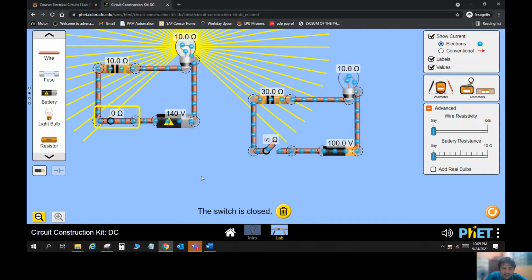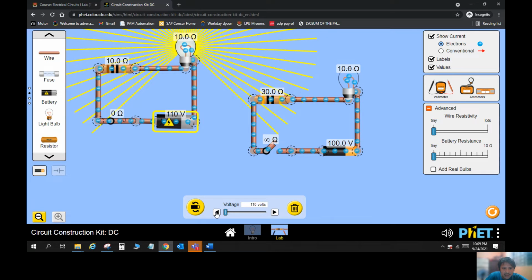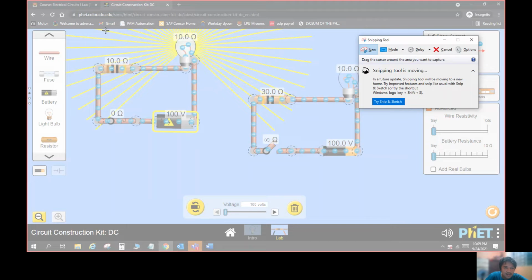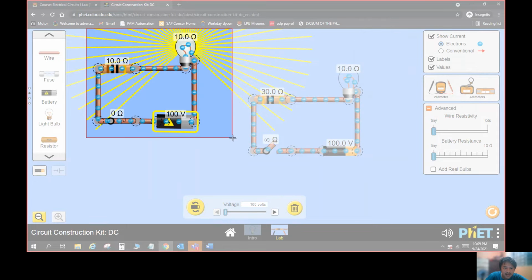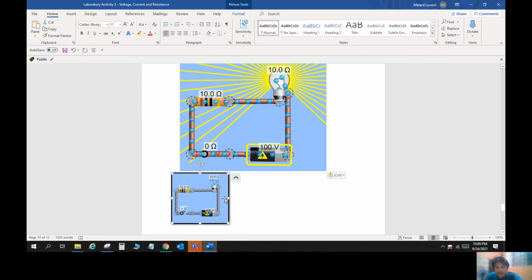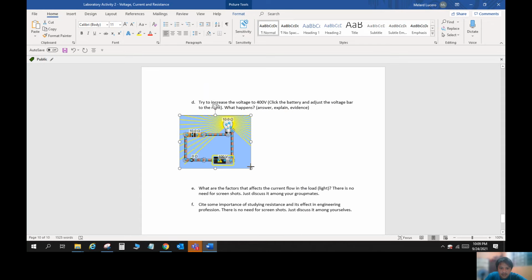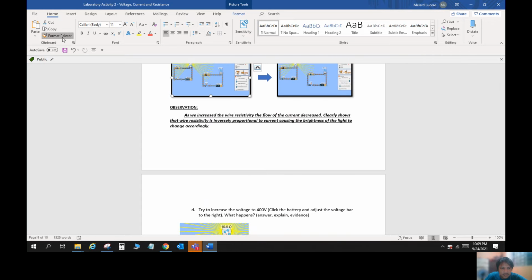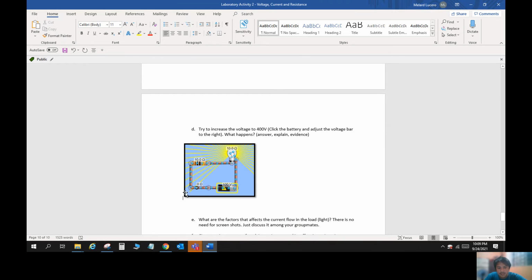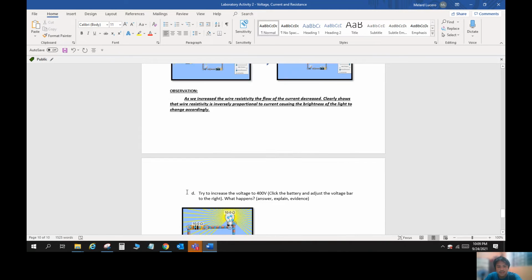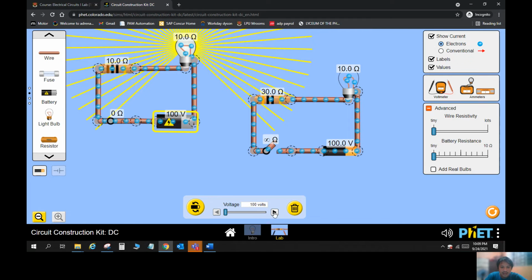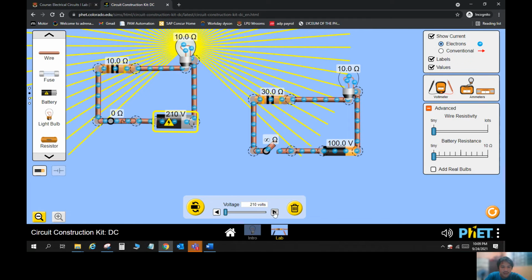Close na natin yung circuit para makita. Ay, hindi pala siya. Yan, nagbabago pala. So ito ang itsura niya pag 100 volts. So same pa rin naman siya sa kanina kasi same lang yung value. Then try natin siyang i-increase into 400 volts.